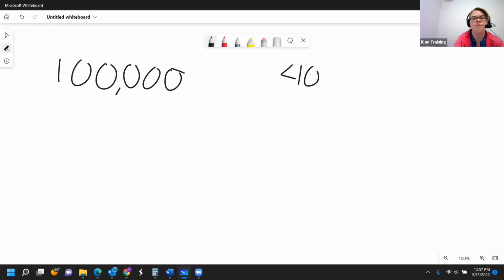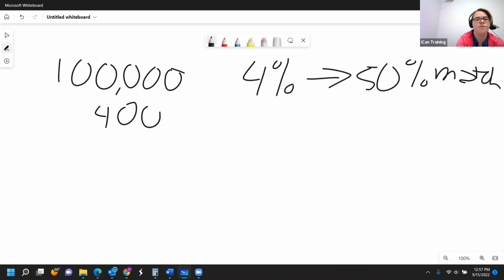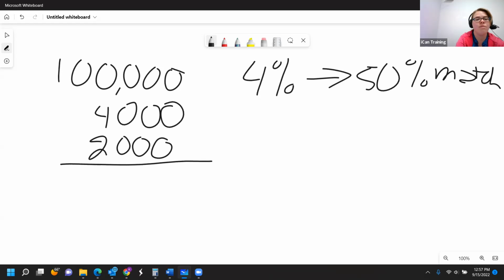So 4%, 50% match. I want to be mindful of time because I only have like 3 minutes left. We're making $100,000. We are contributing 4%. That's $4,000. The employer is matching 50% of that. So that's $2,000, right? So the total amount that is annually going into our 401k is $6,000, right?